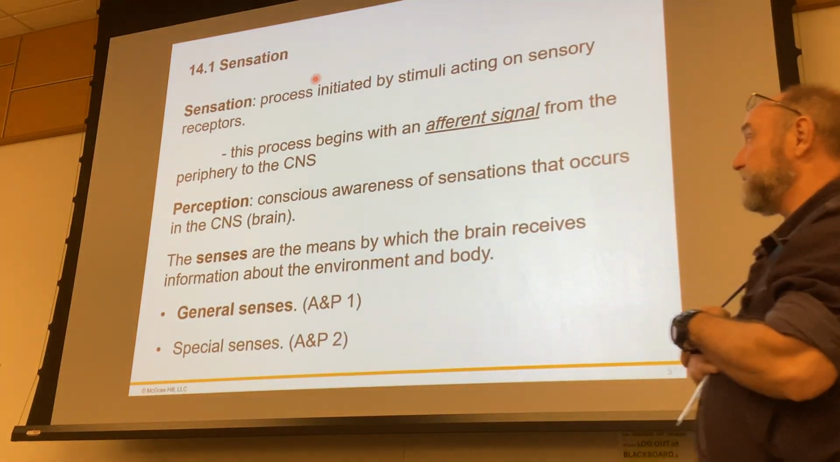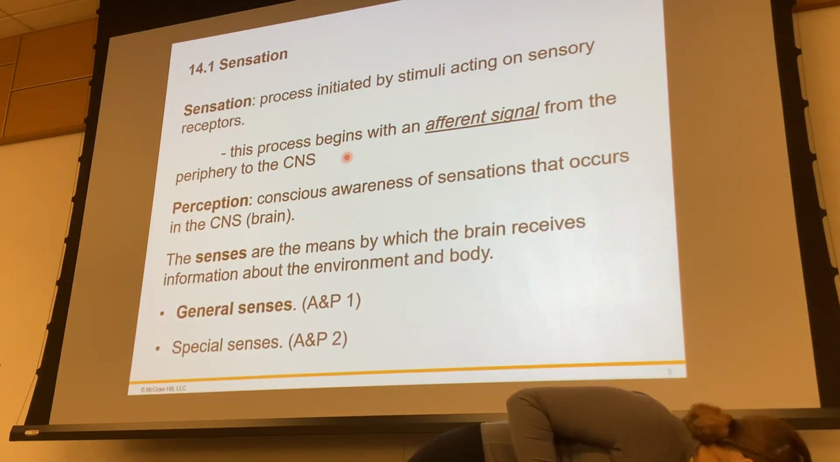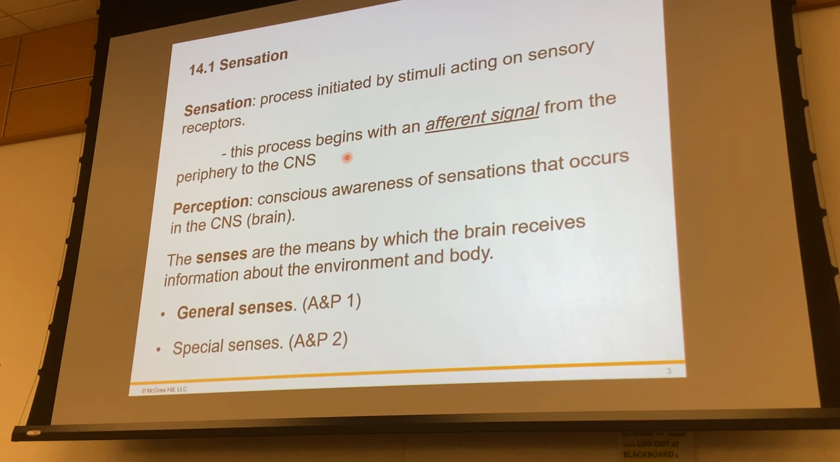When you're talking about sensation here, the sensation is the process initiated by the sensory receptors, and they send, as I said already, afferent signals to the CNS, and those afferent signals come from the periphery, regardless of where they are in the body. If they're in the abdominal pelvic region, it's still part of the somatic nervous system. They can be directly adjacent to the spinal cord, and they're still part of the somatic nervous system.